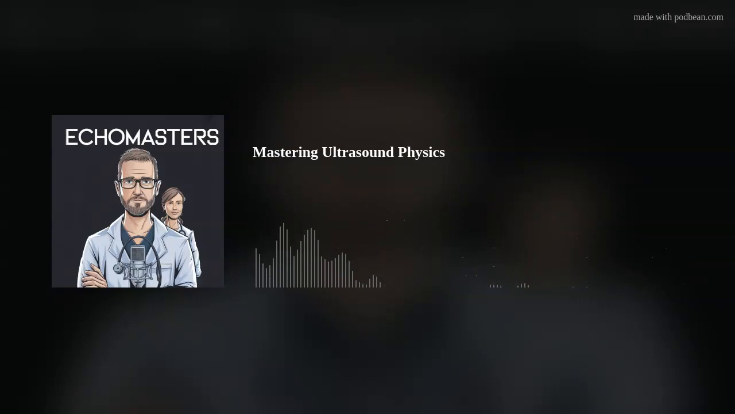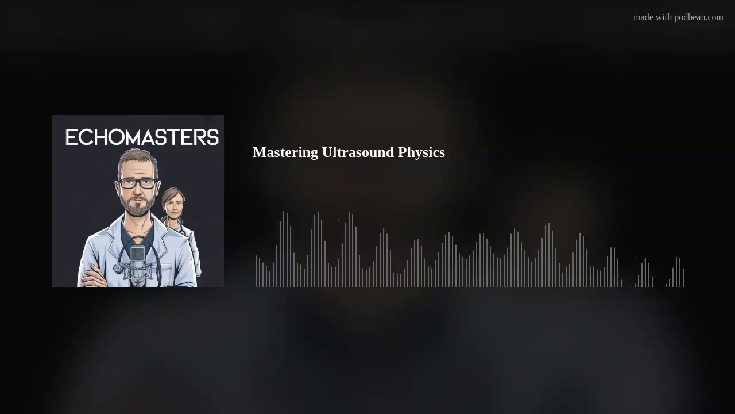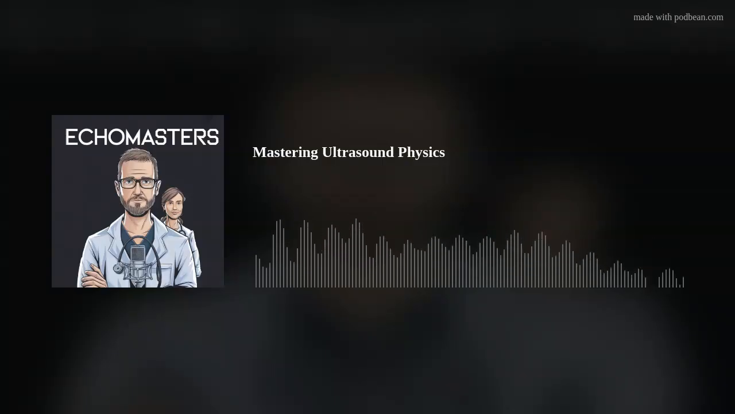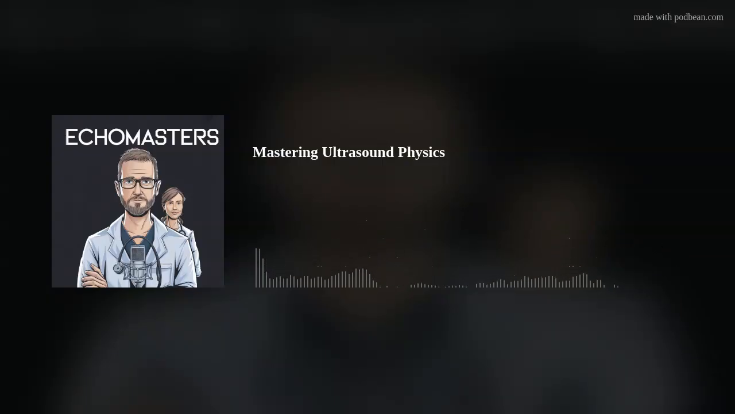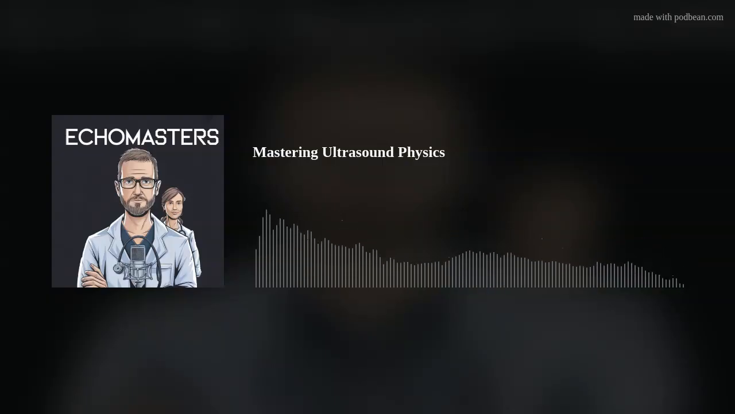Well, that's the key insight our sources really highlight. When an ultrasound wave traveling through one tissue hits the boundary, the interface, with another tissue that has a different acoustic impedance, a different Z value, part of that wave reflects back. It bounces off that boundary like an echo, and the other part keeps going. It transmits deeper. Okay, so reflection happens at the boundary.